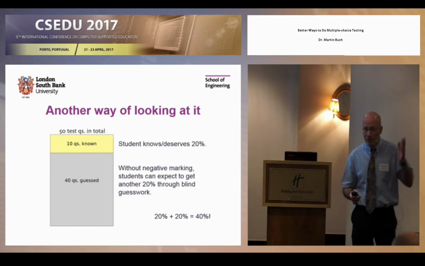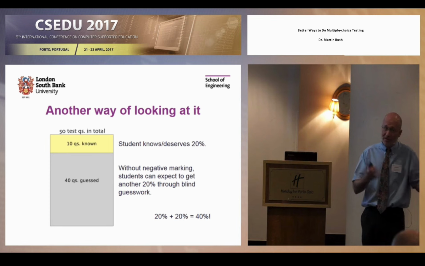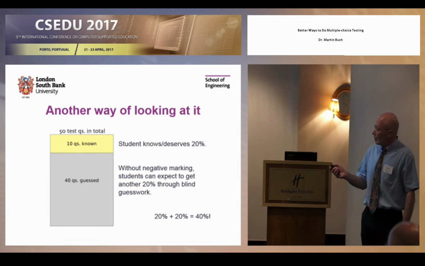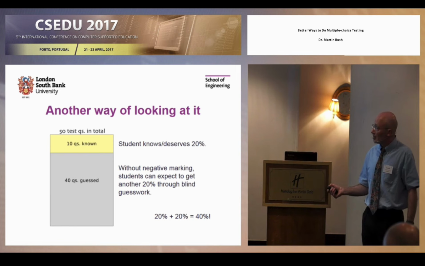Here's another way of looking at that. If you've got a test consisting of 50 questions, there might be 10 questions that the students know the right answer to. So 10 out of 50 is 20%, so they get 20% of the marks. Here are 40 questions where the student has no idea, so they're guessing. On average, they're going to get 1 out of every 4 right, so they're going to get 10 of these 40 right. So they got another 10 questions right through guesswork.